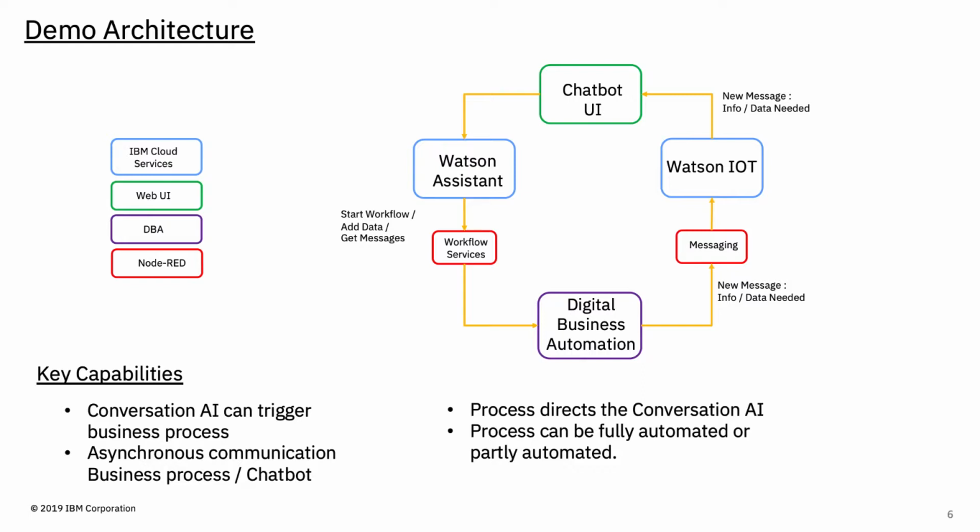To achieve this with a web-based chatbot, we've used Watson IoT. So the chatbot maintains a connection through IoT, and we send from the digital business automation platform a message into a particular topic that the chatbot is listening to. Our web-based chatbot is only going to be expecting a response from Watson Assistant when it's made a request.